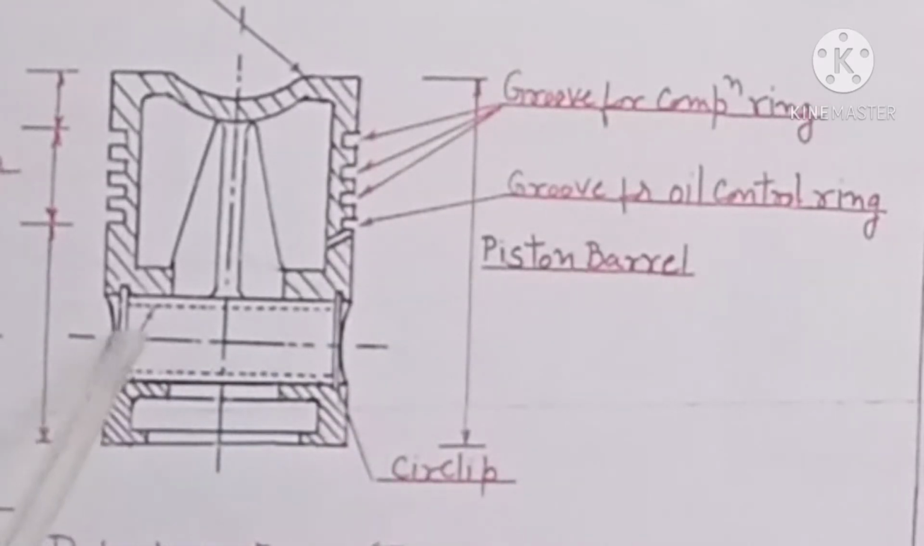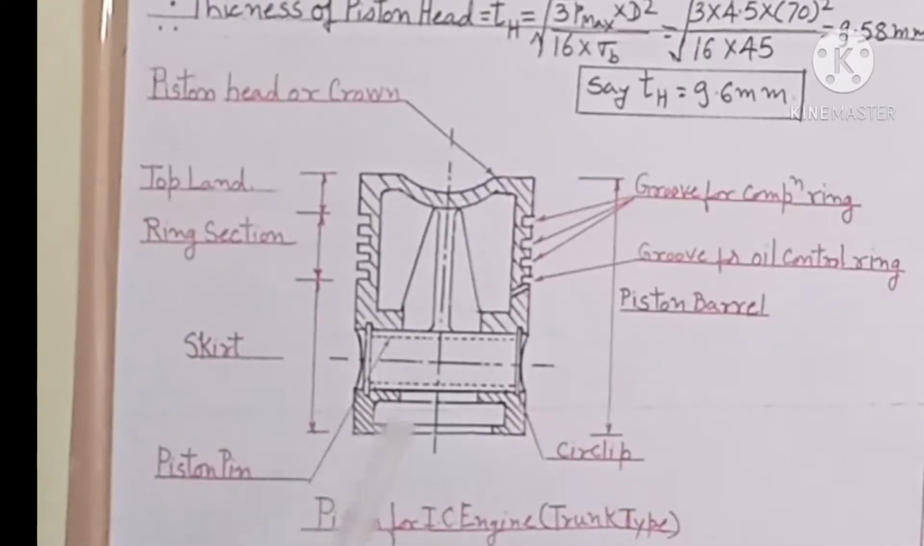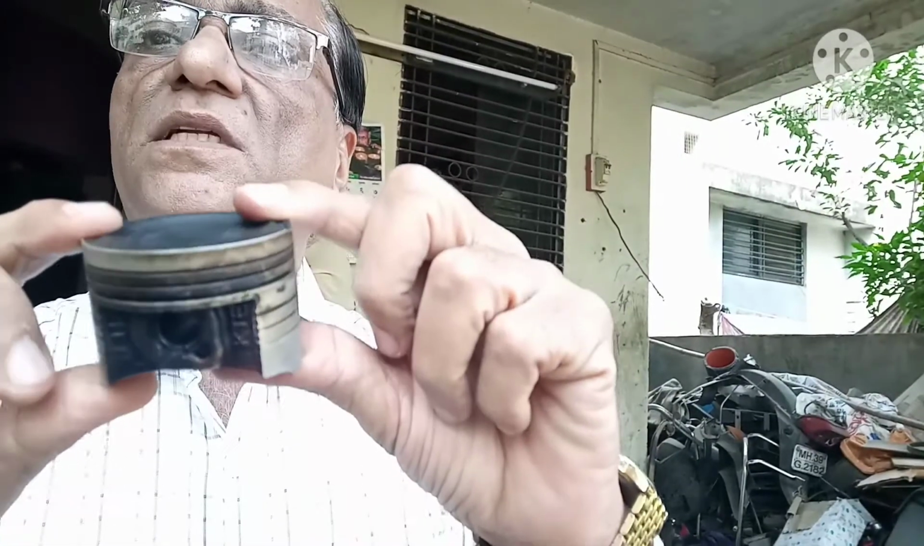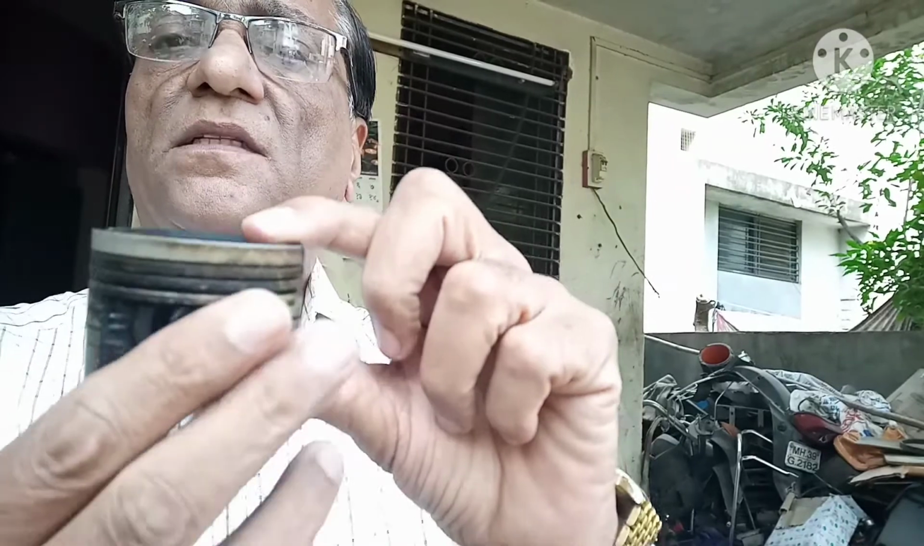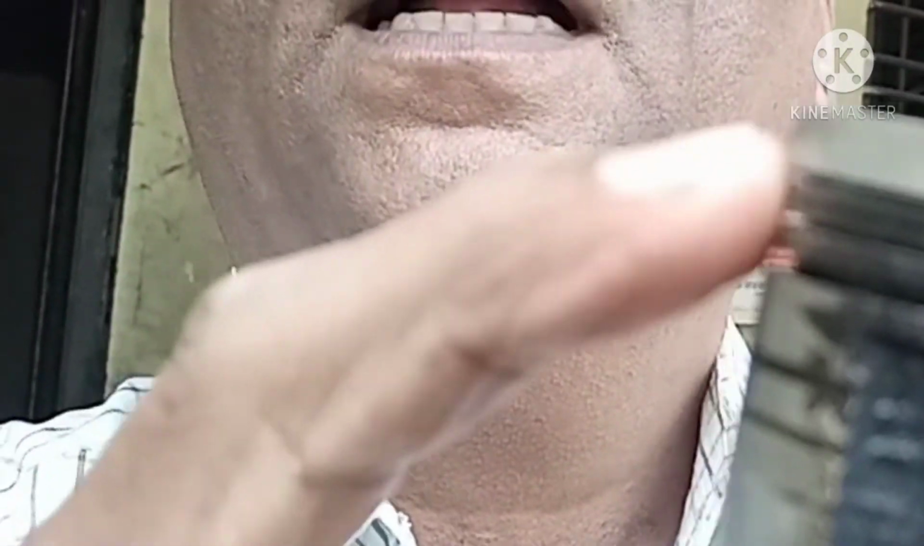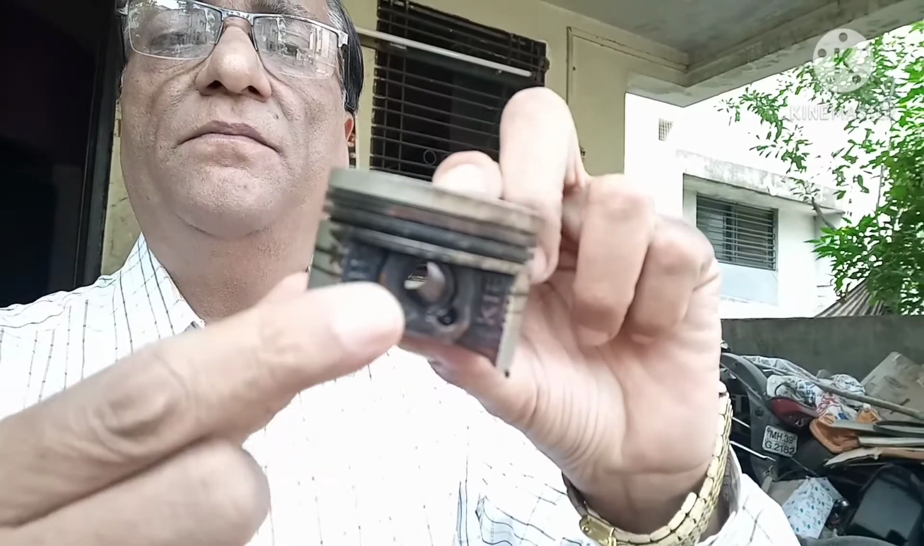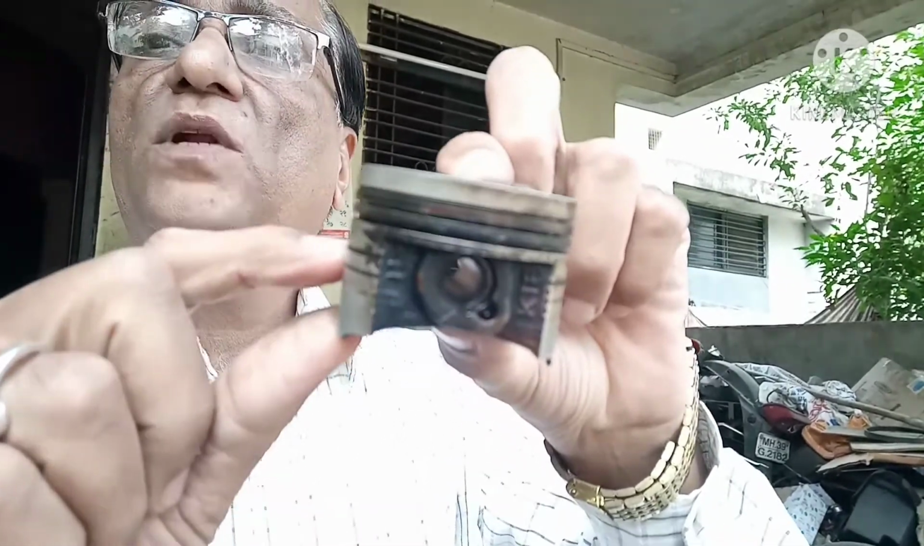And this is the piston pin shown by dotted lines, and this is the space for circlip. So this is all about the nomenclature of the piston part. Piston of petrol engine, this portion is known as crown. This is flat for petrol engine, and these are the compression rings, and below that the oil scraper ring is there, and the below portion is known as the skirt.